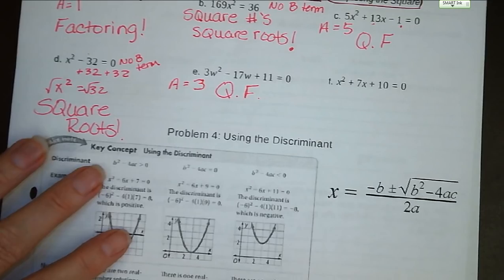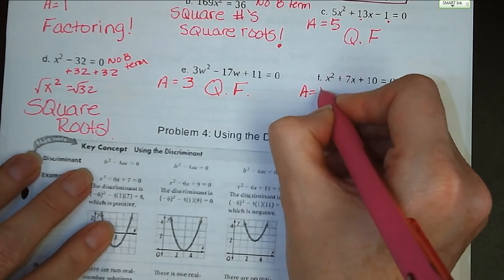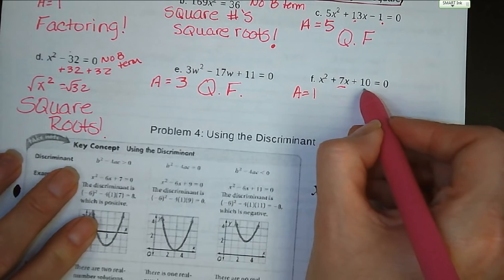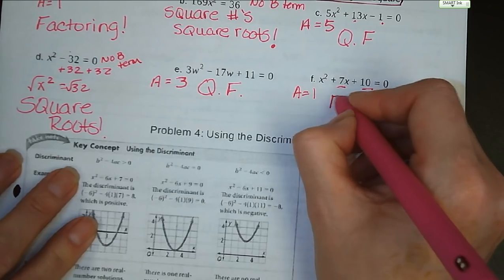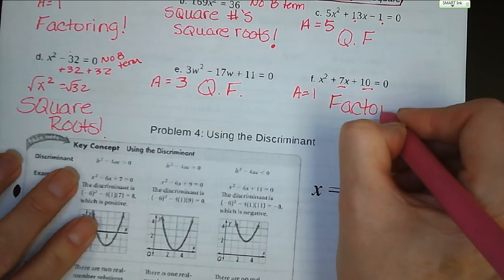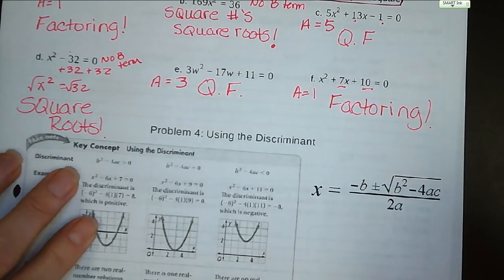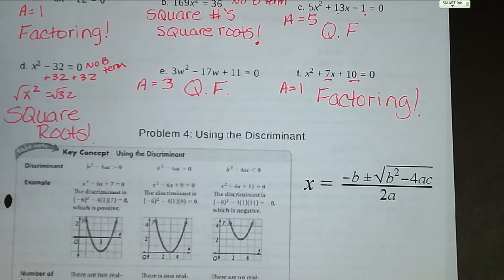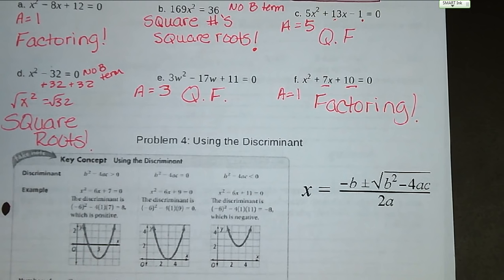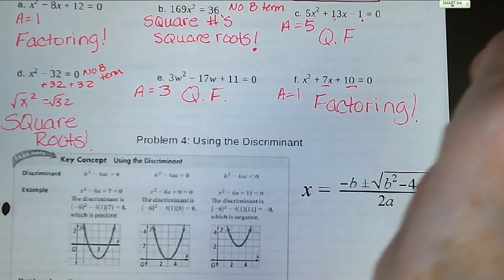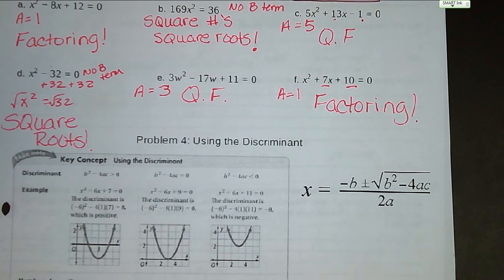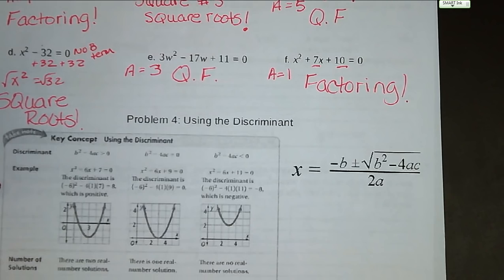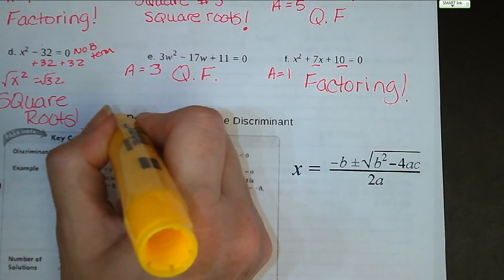Last one, x squared plus 7x plus 10. Oh, well, that's, a is 1. Factors of 10 that add up to 7, 5 and 2. That's easy. You're going to do factoring on that one. Okay, so you can see how quickly factoring can work. You could use quadratic formula like we did in problem A and problem 1, but you don't have to. Factoring is quicker.